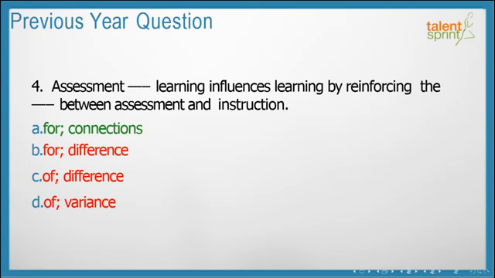the correct answer is A. The question given is: assessment dash learning influences learning by reinforcing the dash between assessment and instruction. The correct answer is assessment for learning, that is formative assessment, influences learning by reinforcing the connection between assessment and instruction. Okay. Now, why is option A the correct answer?